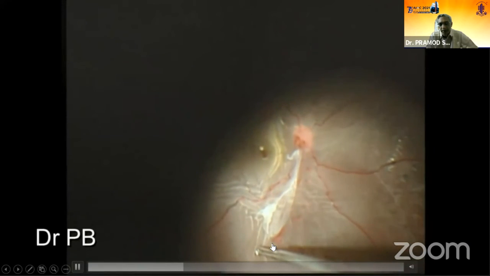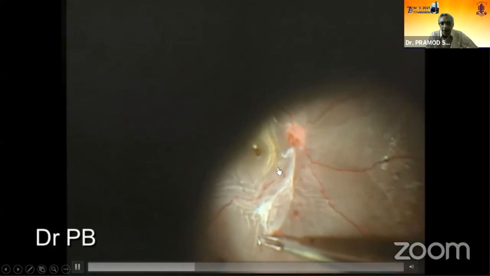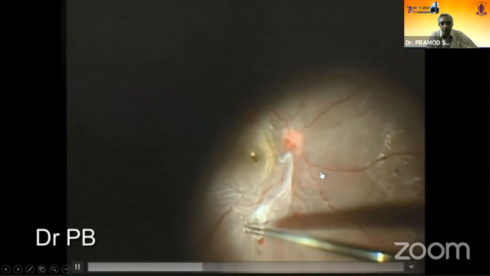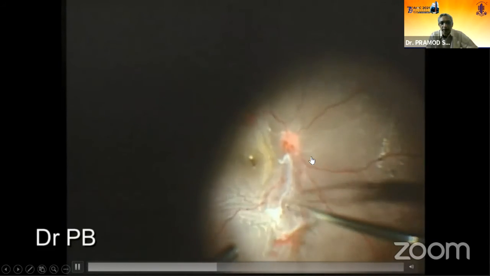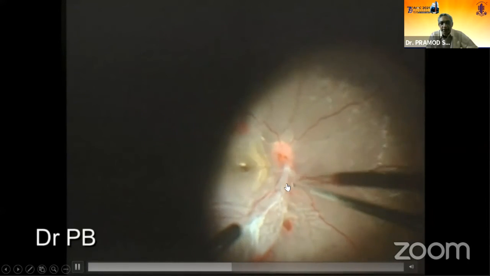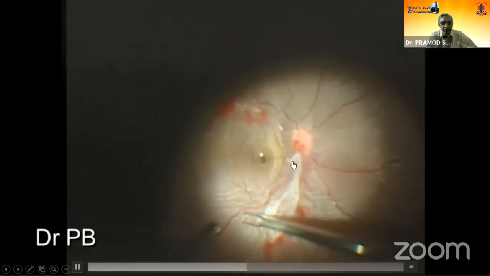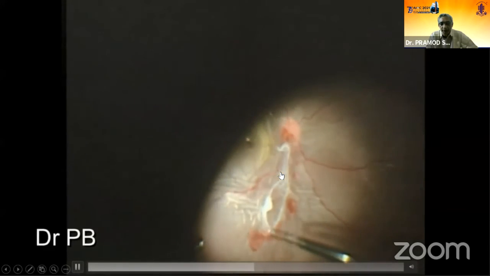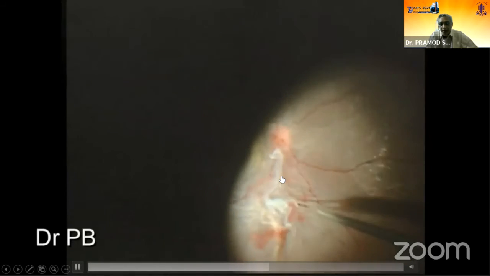And once you get that edge, then start separating around. Partly I could get it. And once all around those tentacles are freed, I could pull this membrane right on the disc. The difficulty here is because the retina is mobile, you don't have counter traction. If you try to pull too much, I didn't want to create a tear here.